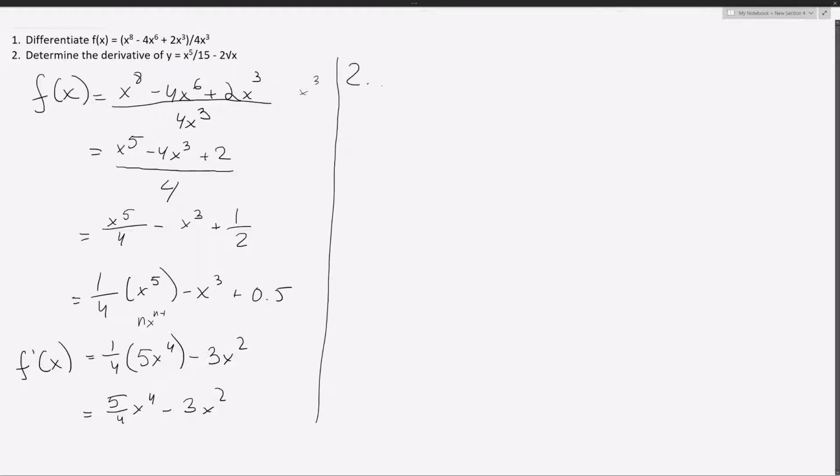So 2, we have y equals x to the power of 5 over 15 minus 2 square root of x. This one requires different notation, right, since we're given y. So first of all, let's figure out what parts we have here. y equals x to the power of 5 over 15, that stays. That's also the same as x to the power of 5 times 1 over 15, but we could do that in the next step.